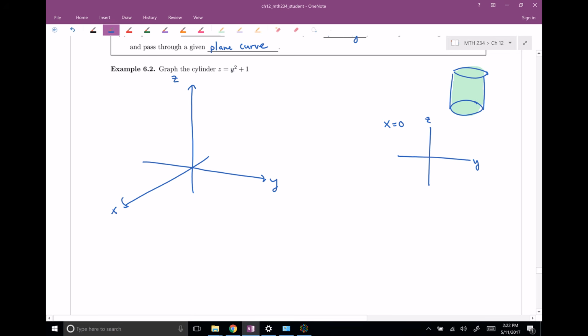So y squared plus 1, this is going to be a parabola. If I plugged in y equals 0, I'd get z equals 1. If I plugged in y equals 1, or in fact negative 1, I would get z equals 2. And so it's going to be a parabola that opens upward like this. Not the best sketch ever, but it'll do.